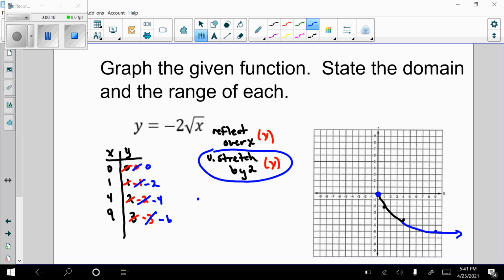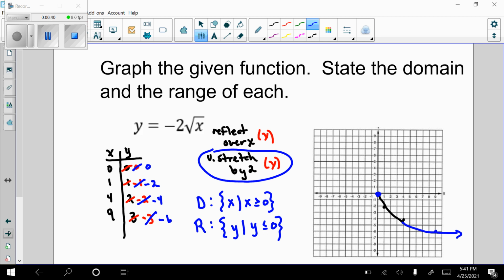Okay, so my domain is still all values of x such that x is greater than or equal to 0. My range has changed because it's now negative numbers. So all values of y such that y is less than or equal to 0.